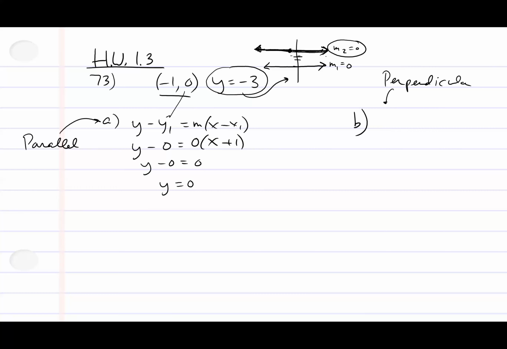Okay, perpendicular. Here's the other one. Now I want a perpendicular line to this that goes through negative 1, 0. So here's my original line, 1, 2, 3. There's my y equals negative 3. What I want is the equation of a line that's going like that.